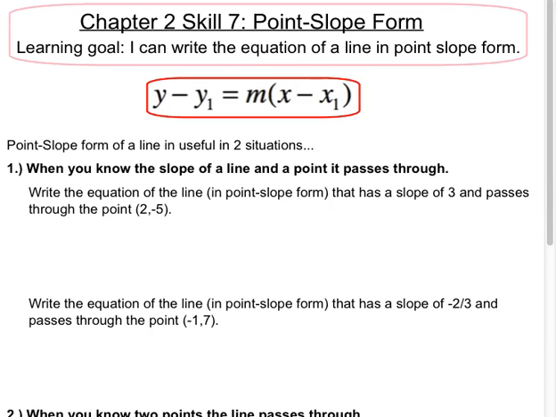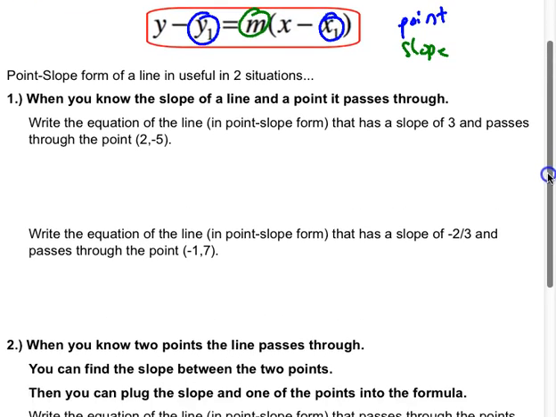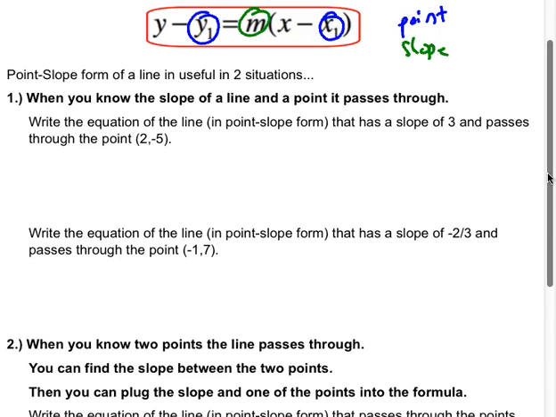And the reason that we can use it is because if we know a point, and we know the slope, then that's enough information to give us the equation of that line, okay? So there's two useful situations for this. One, as its name implies, if I'm given a point and I'm given a slope, you can instantly write that equation, all right?